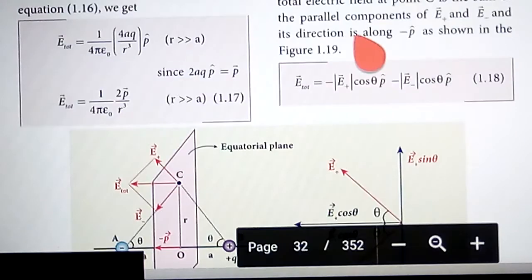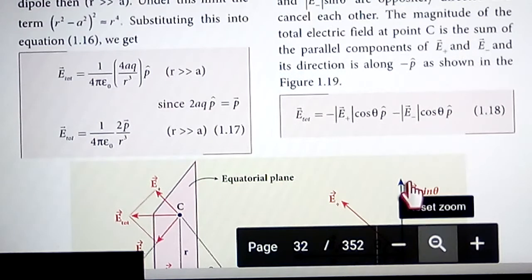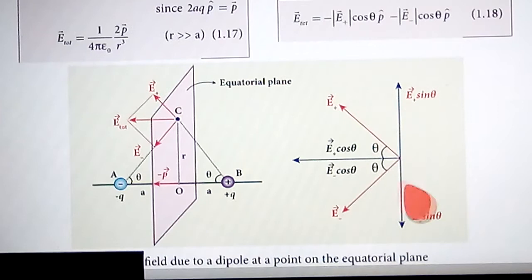Now here you can see that the vertical components will be parallel but oppositely directed. Here the vertical components will be oppositely directed, therefore they will get cancelled. And here E plus cos theta and E minus cos theta will be parallel to each other, and therefore they should be taken into account.